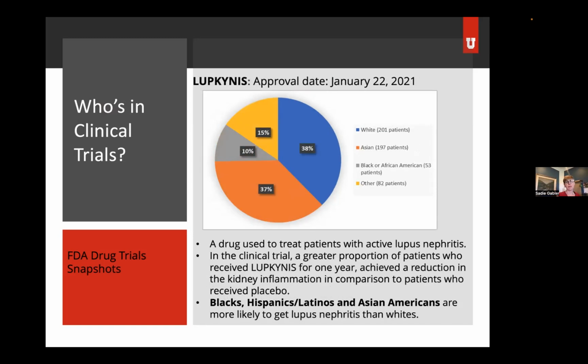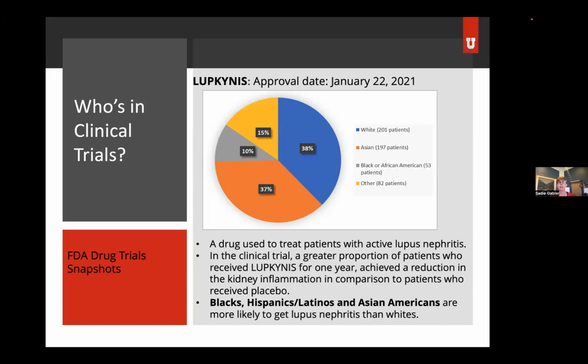So this is another drug, a lupus drug that was approved also last year. Again, lack of diversity. Lupus nephritis actually impacts men more than women, although lupus itself has a stronger prevalence in women and African American women. But again, as you can see, the diversity in this research study was lacking. And again, not meeting the needs of the community that will benefit if this drug has been approved.